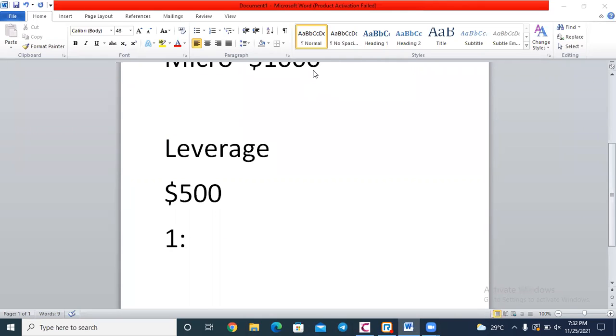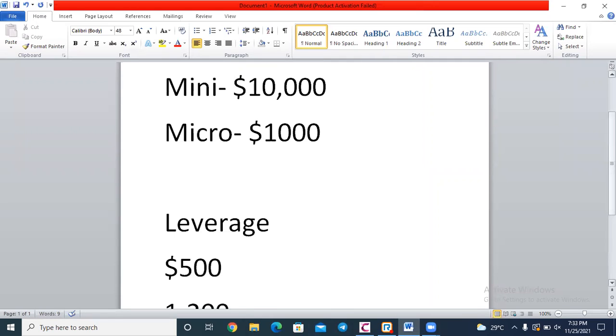Yeah, Mr. Ahmed, you're right. Not 1:1,000, but 1:200. If $1 gives you 200 units, then your $500 would give you 100,000 units.